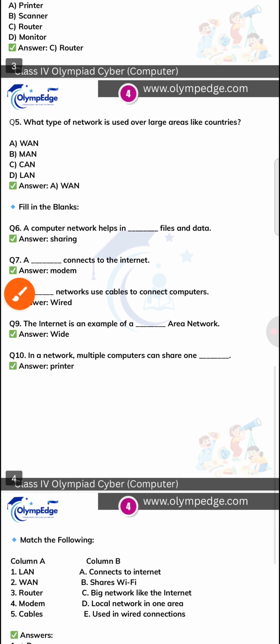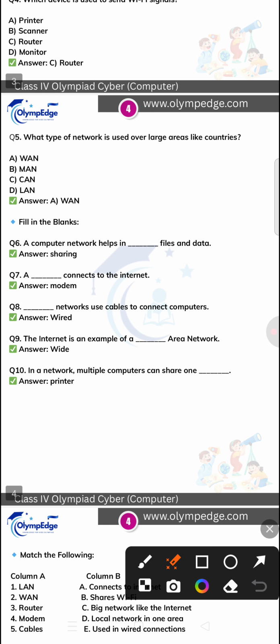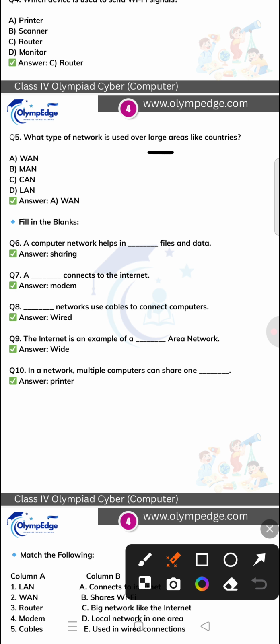Then let's move on to the next page. Here we have what type of network is used over large areas like countries. So WAN is the one that we use to connect computers over large areas, right? So we have WAN in option A. So the answer will be A, WAN.